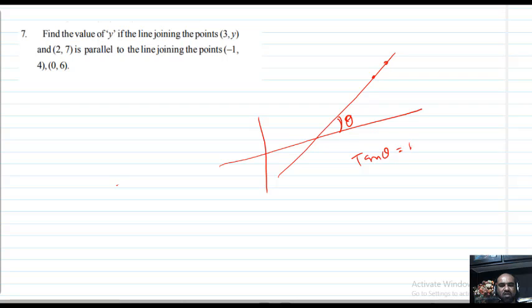Or if two points are given on the line, say x1 y1 and x2 y2, these are two fixed points on that line, you can find its slope by using the formula y2 minus y1 by x2 minus x1. Using this or this you can find the slope of a straight line. Slope of a straight line is constant. Take any two points anywhere on the line: the y coordinate difference divided by the x coordinate difference is always constant. That constant is taken as the slope of the straight line.